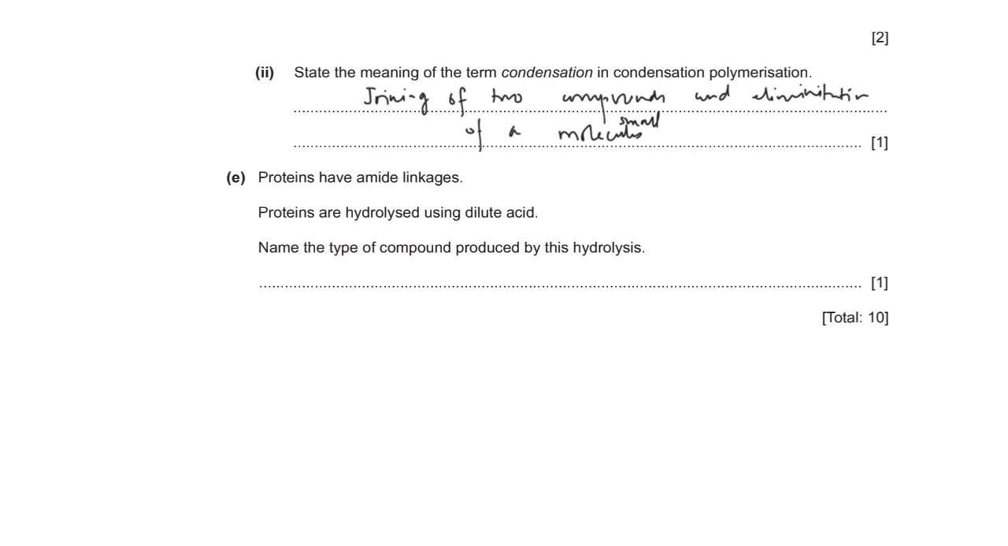Proteins have amide linkages. Proteins are hydrolyzed. Hydrolysis of polymers is not included in the O-level syllabus anymore. Anyway, we'll do this. Proteins are hydrolyzed to make amino acids. Amino acids are polymerized to make proteins. Proteins are hydrolyzed to make amino acids.